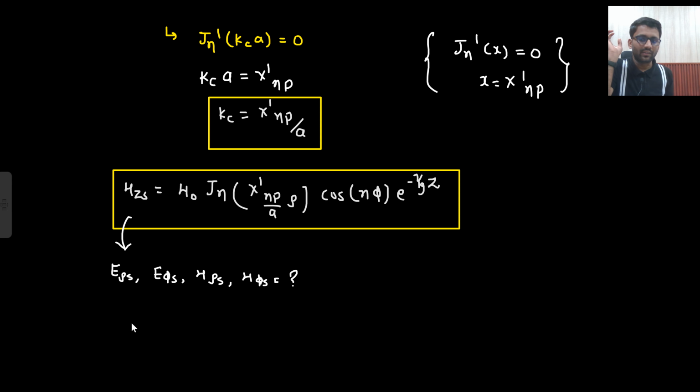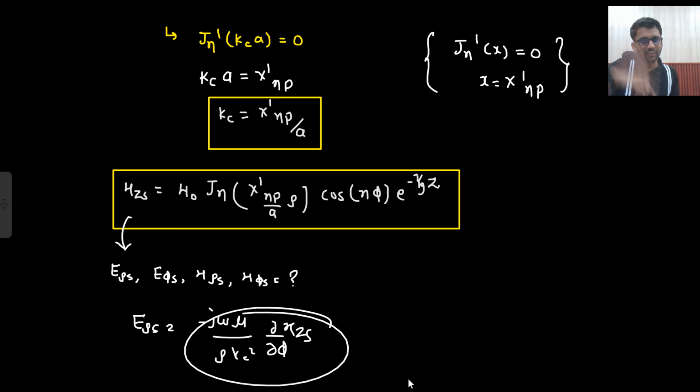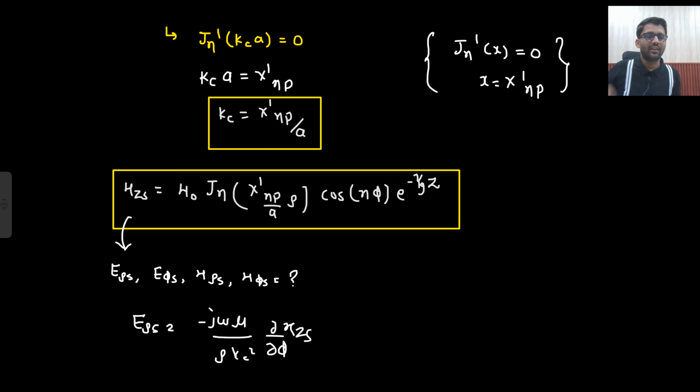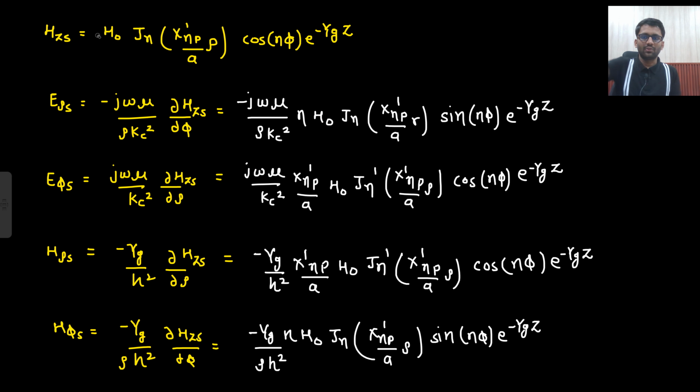First you need to write down the equation. Let's say E rho s I am writing. So minus gamma g upon Kc square, del by del rho Ezs. But that step will be gone because Ezs is 0. Then what will be the next step? The next step will be minus j omega mu upon Kc square d by d rho Hzs, and then do the differentiation. Do the differentiation on your own as well, and then write down the final result. So only mathematics is there now, right? You know every single thing. Only mathematics is involved. So these will be the expressions.